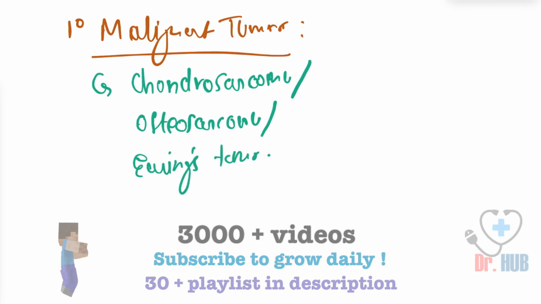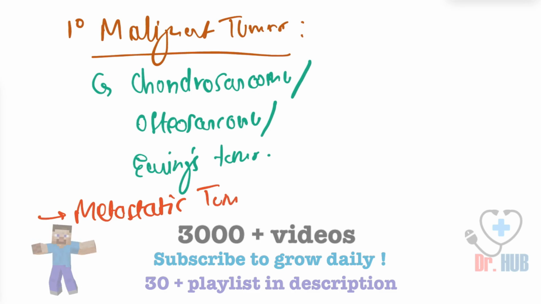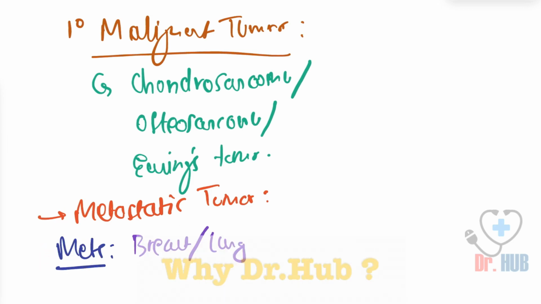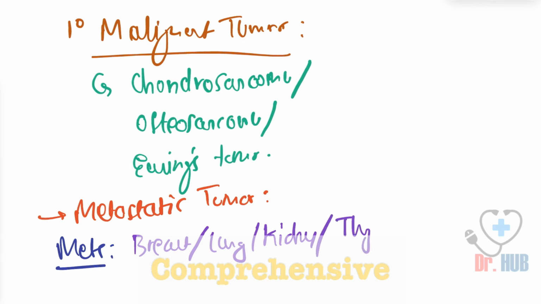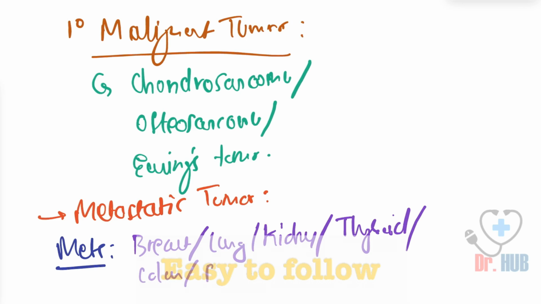Then we look at the metastatic tumors. The metastatic tumors include metastasis from the breast, next the lung, then the kidney, the thyroid, the colon, as well as the prostate.